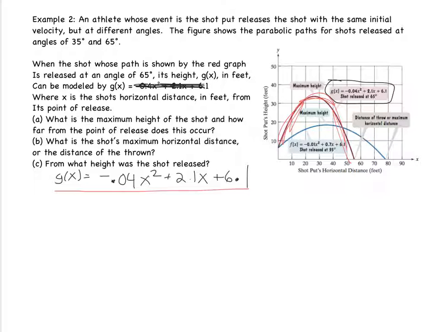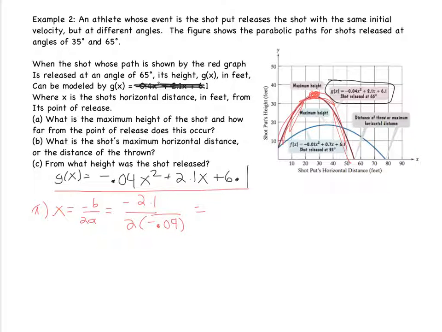Part A wants to know what is the maximum height of the shot and how far from the point of release does this occur. Well, this is really just asking for the highest point on the graph, which would be here. That's the vertex of the parabola. So we'll start by getting the x coordinate, which is negative b over 2a. In this case, that's going to be negative 2.1 over 2 times negative 0.04. Just be careful when you write and type that in.